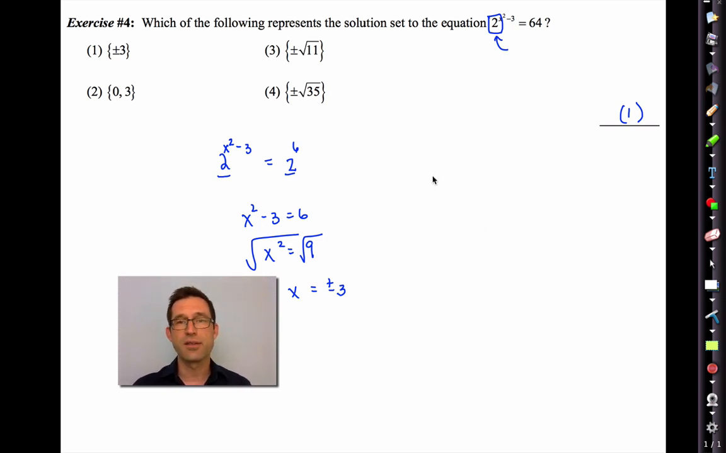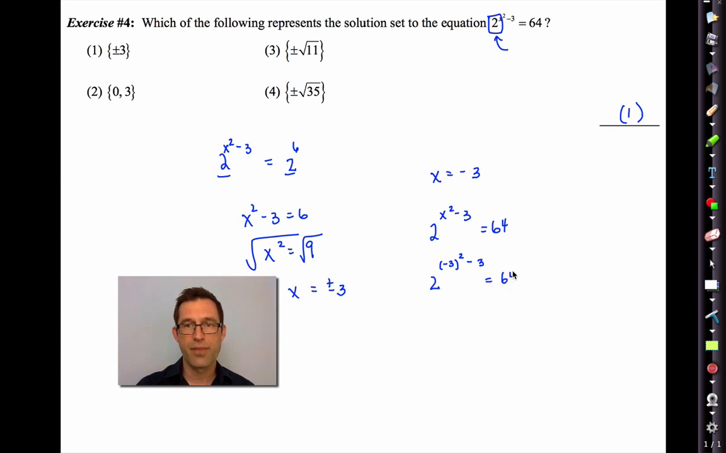If I took, let's say, the x equals negative 3 root, and I checked to see whether or not this was true, I could take that negative 3, square it, subtract 3. That would be negative 3 squared, which would be 9, minus 3, which is 6. And then I'd get 2 to the 6 equals 64, and that checks. All right. So the method is pretty straightforward.